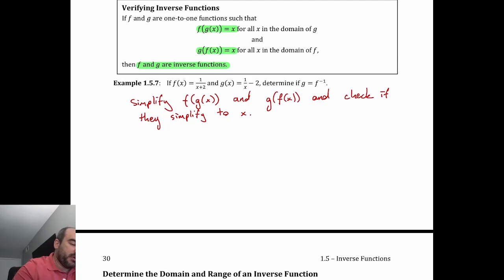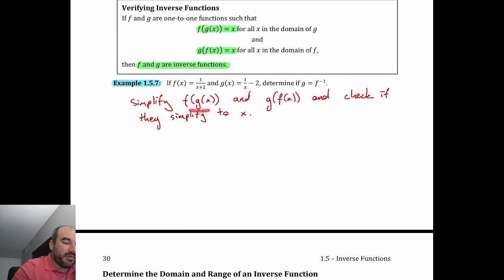Wait, is this supposed to be like a word question? Like you have to write down a sentence? The answer is going to be yes or no in the end.